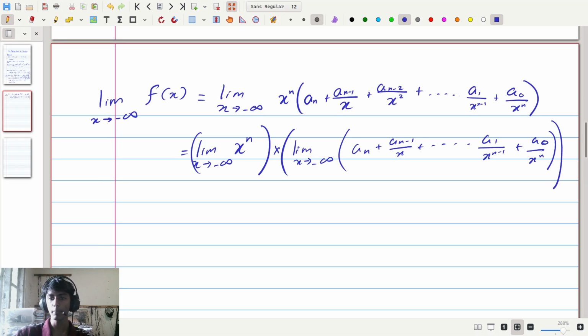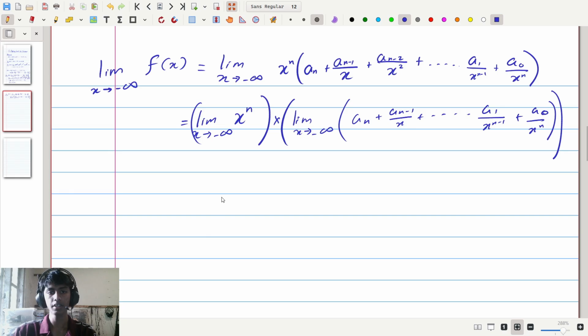So now, applying the limits, there's some extra detail that we need to consider here. Here what we have is a very large negative number, negative infinity, taken to the power of n. If n is even, a negative number to the power of n is going to be a positive number. Like let's say negative 2 squared is going to be positive 4.